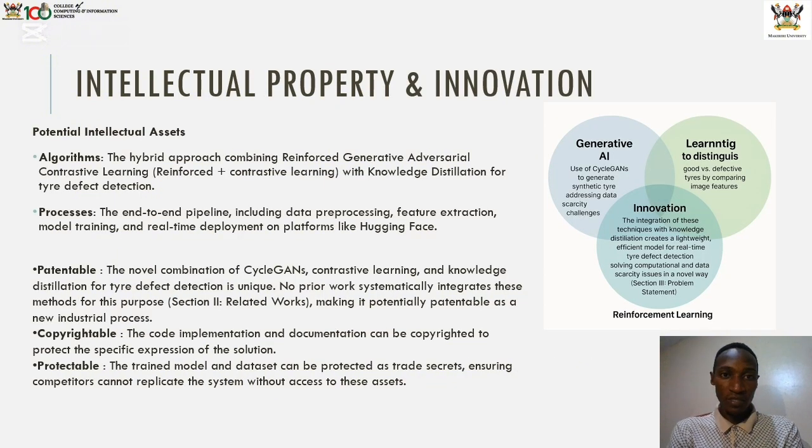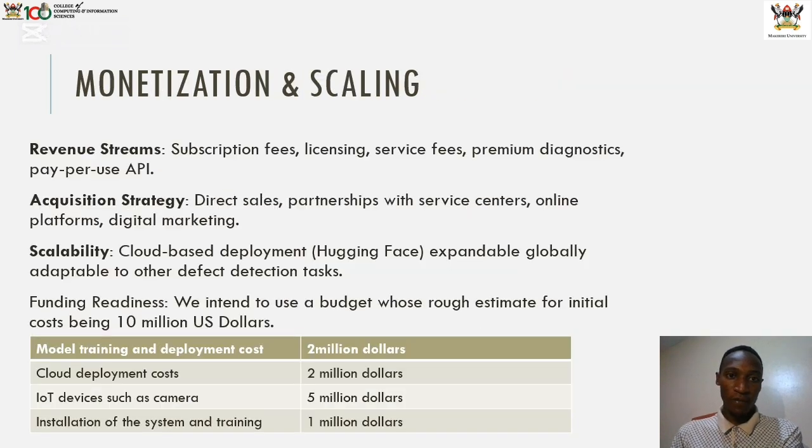Then the intellectual property and innovation. The potential intellectual asset we have is our algorithms. We came up with a hybrid approach algorithm using first generative adversarial contrastive learning with knowledge distillation. These help to improve the model. Our model is really patentable because we came up with something new in our knowledge distillation, where we're able to merge a few other techniques to come up with a better model. Then the copyright: the code implementation and documentation can be copyrighted to protect a specific expression of the solutions.